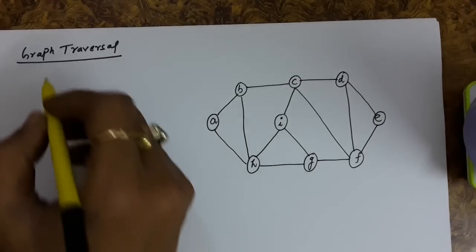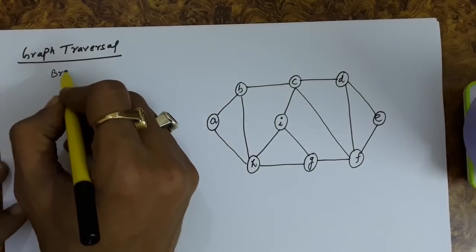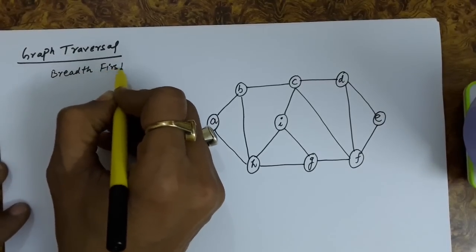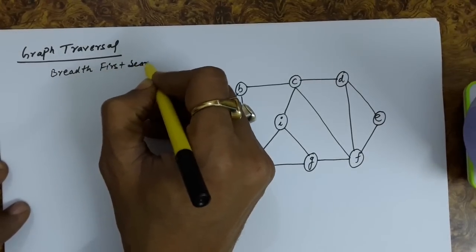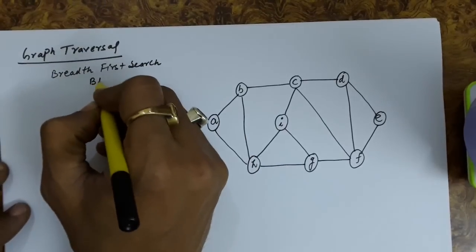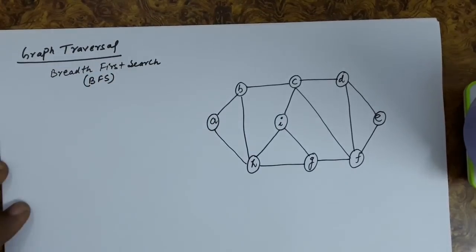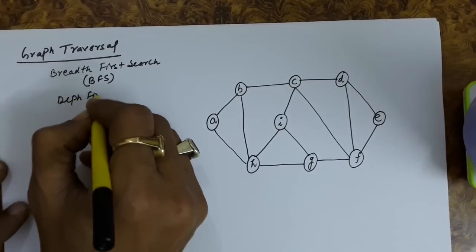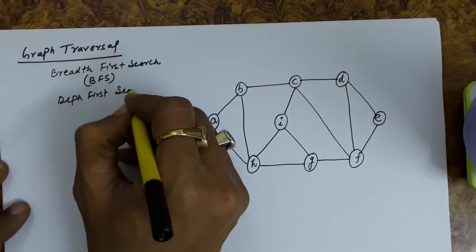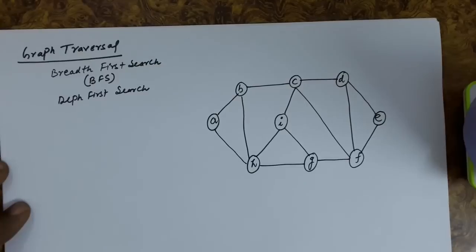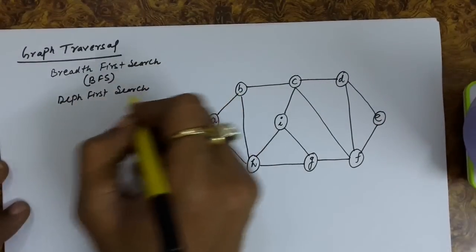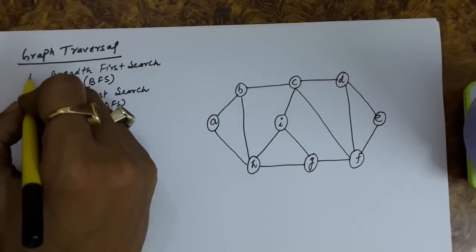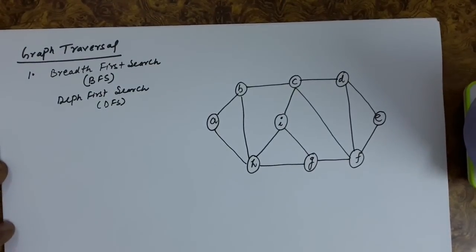Now there are two techniques by which the traversal can be done in this graph. One is breadth first search, which also has a short name, BFS, and the other way is depth first search, which also has a short name, DFS. So let us first discuss breadth first search, BFS.